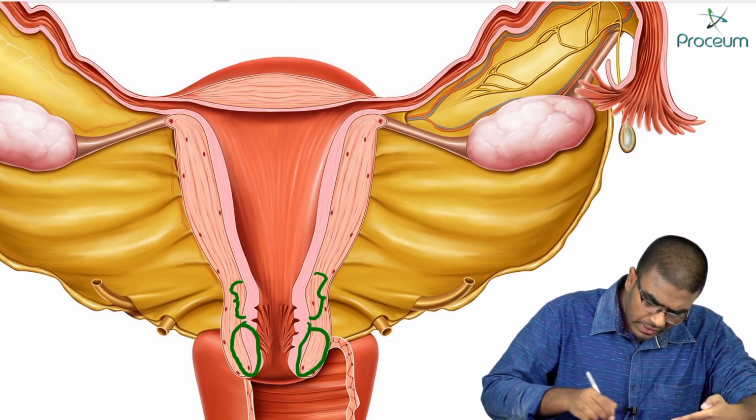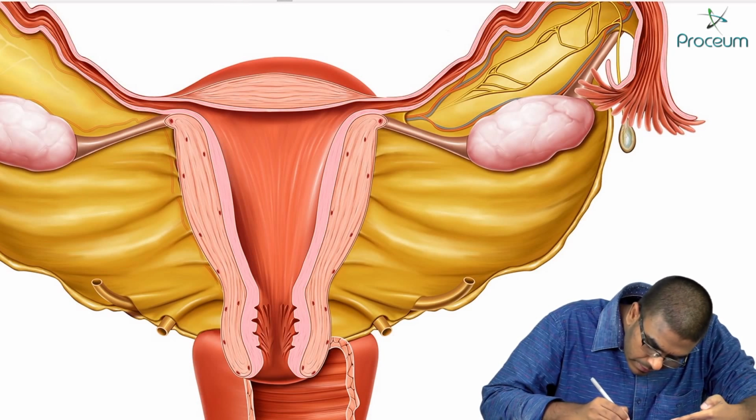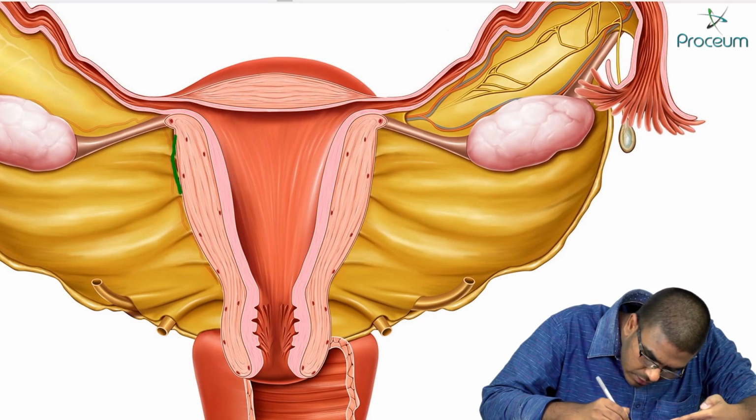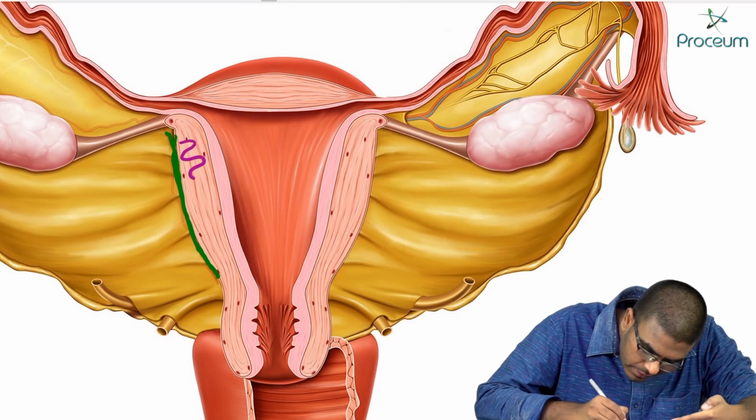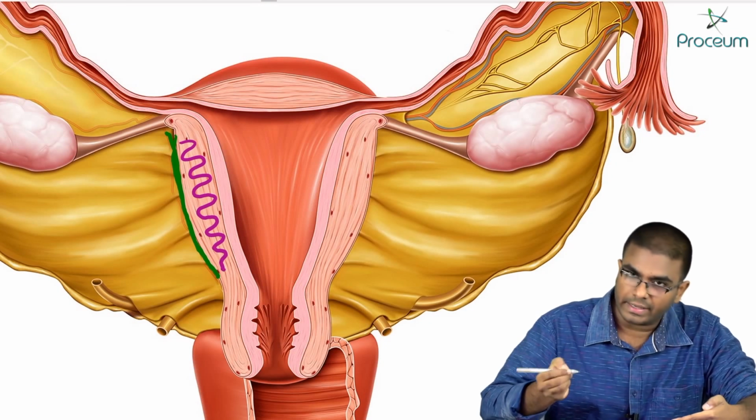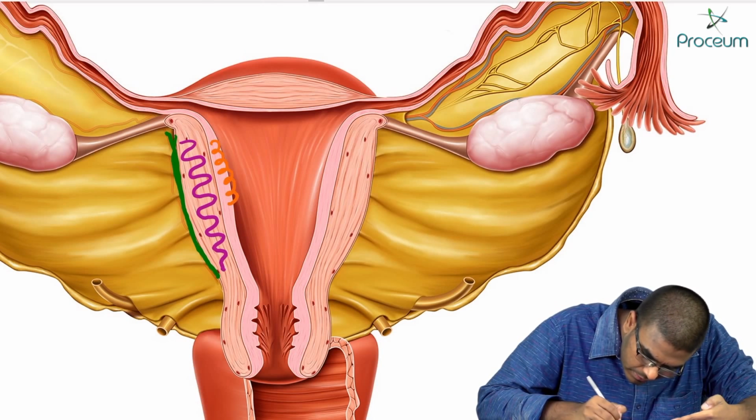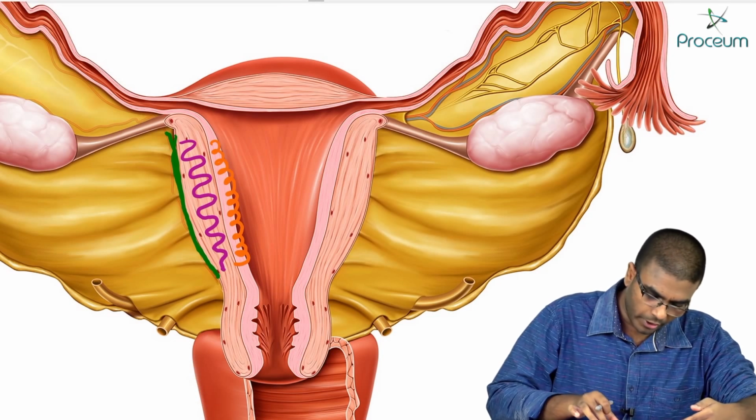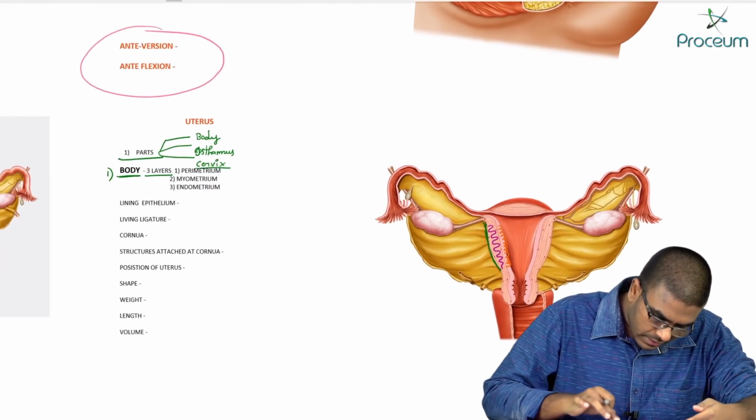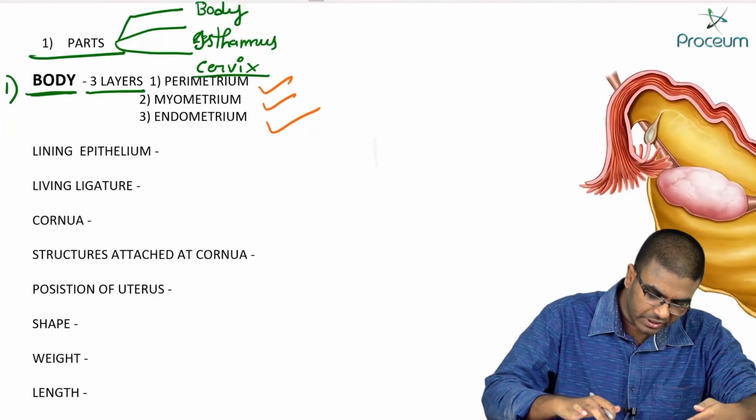Now see here, in the body of the uterus we have three layers. The outermost layer is known as the perimetrium. The middle layer is known as the myometrium, the muscular layer. And the innermost layer is known as the endometrium. These three are the layers of the uterine body. Now let's come back. Perimetrium, myometrium, endometrium. The lining epithelium.